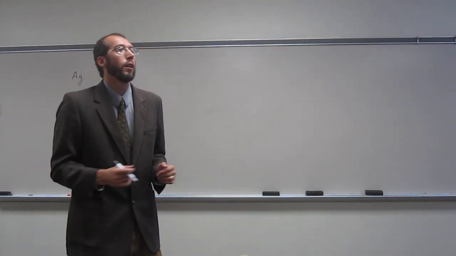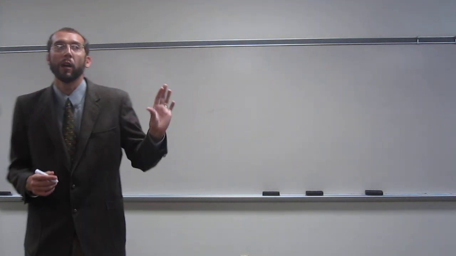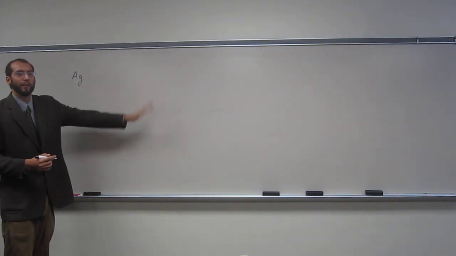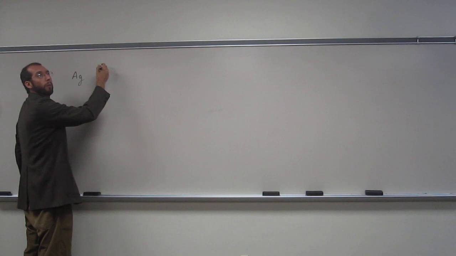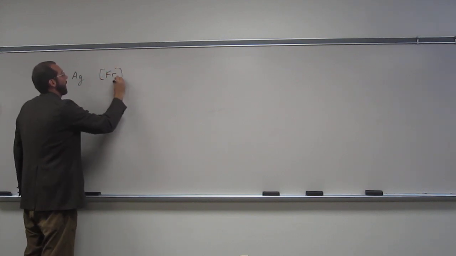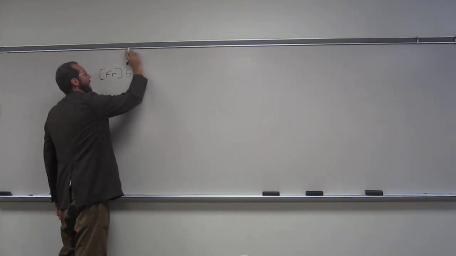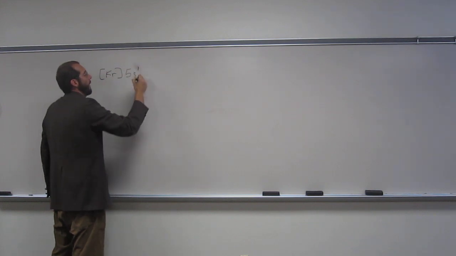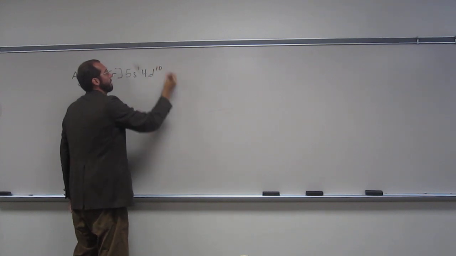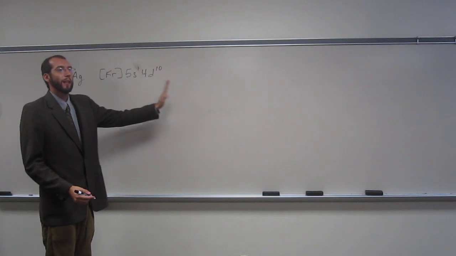So let's go ahead and draw the condensed orbital diagram of silver. Everybody help me out with that. You can help me out just by calling it out. What would we start with? Krypton. Krypton, yeah. And then? 5s2. Well, not with silver though, right? 5s1. That's all right. 4d10. Is everybody okay with that? So that's the condensed electron configuration.